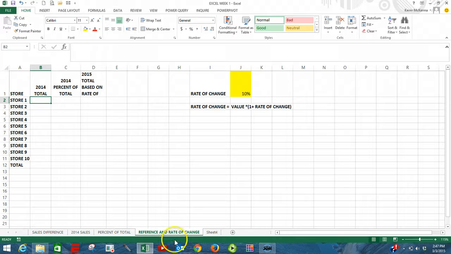So right here, we're in the sheet reference and rate of change, and right now I'm currently in cell B2. I have 10 stores, and what I'm looking for is to reference or retrieve values for the sales from 2014. So I'm going to be looking at these values in another sheet, but it's a reference formula. So we're going to click on the equal sign. We're going to retrieve that information from the sheet called percent of total.